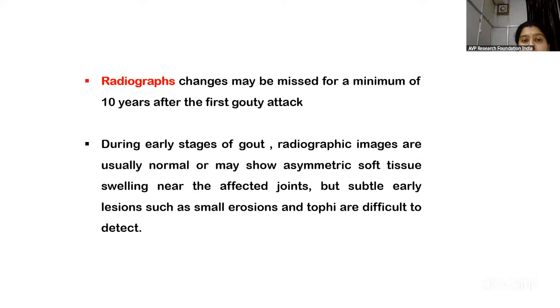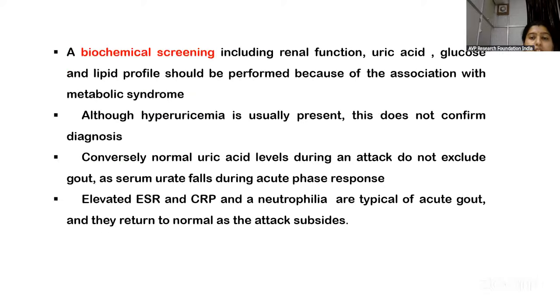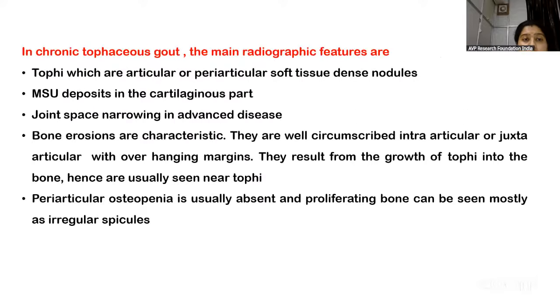Radiograph changes can be found after years, after about 10 years. During the early stages, it usually appears normal. Our biochemical screening of renal function, uric acid, glucose, lipid profile, everything is important. Along with that, we have to check our acute phase reactants like ESR and CRP. In chronic tophaceous gout, as we have discussed, the main radiographic findings are MSU deposits, which can usually be seen in your joint spaces. And you can also find some of the joint erosions.